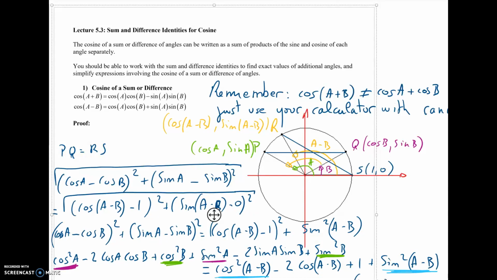Alright guys, in this lecture 5.3, sum and difference identities for cosine. The cosine of a sum or difference of angles can be written as a sum of products of the sine and cosine of each angle separately. So you should be able to work with the sum and difference identities to find exact values of additional angles and simplify expressions involving the cosine of the sum or difference of angles.